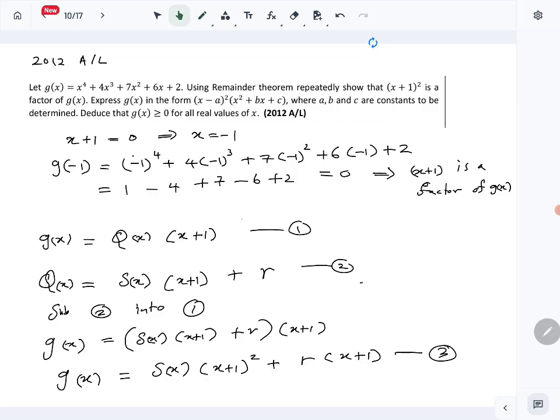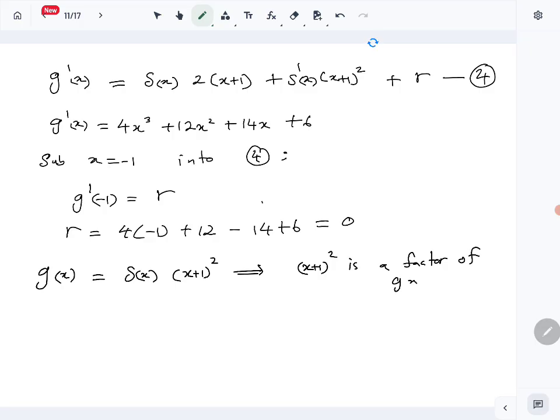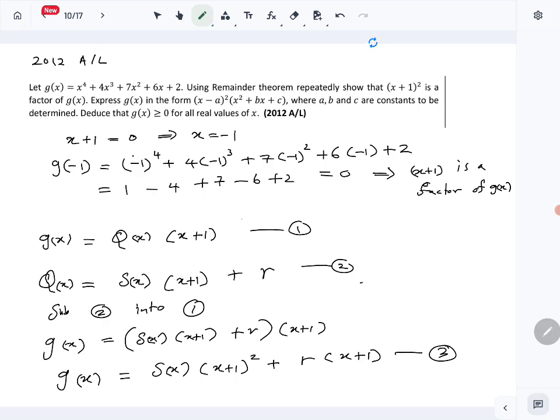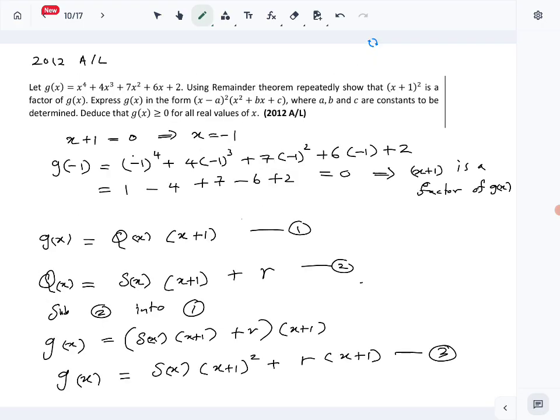Then for the third equation, it becomes what? g of x. Because the remainder is 0, we know g of x can be written as what? (x + 1) squared times s of x. That means (x + 1) squared is a factor of g of x, right? So that part is done. Now express g of x in the form (x minus a) squared times (x squared plus bx plus c), where a, b and c are constants to be determined, right?